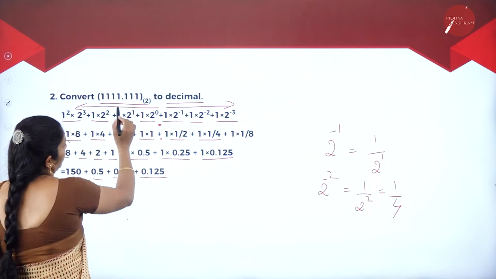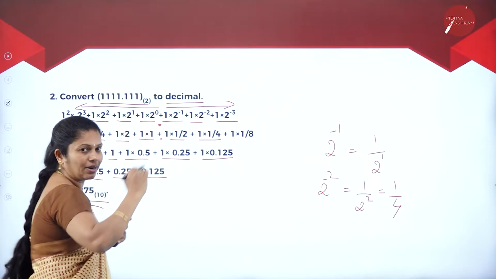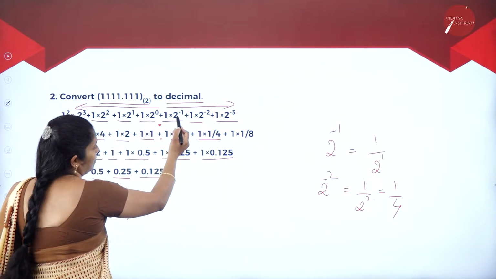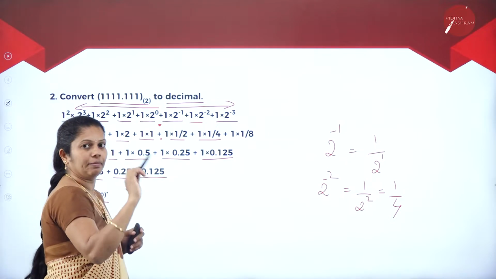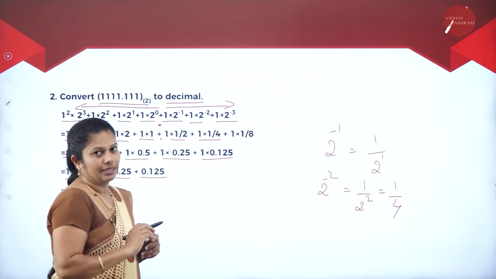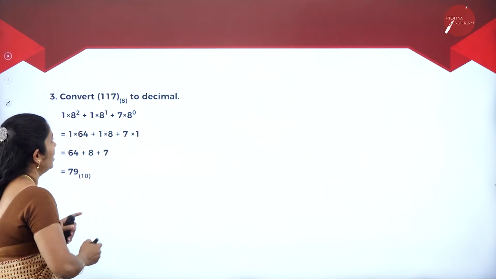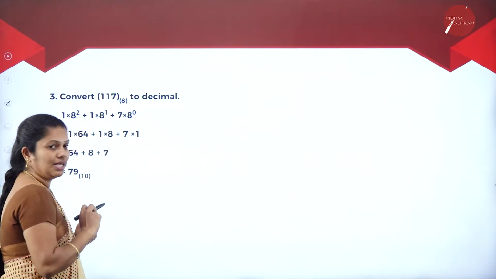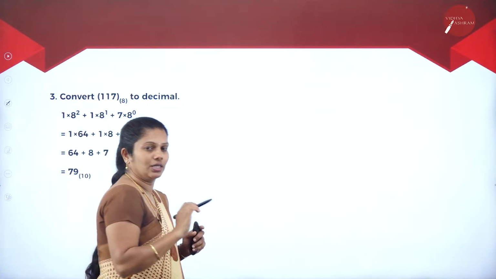Whereas in this problem, you have a point, a fractional part. Then if you have a fractional part, you have to decrease the power by minus 1, minus 2, minus 3 like that. You have to increase the power. Consider we have 117 with the base written as 8. It means that it's an octal number.